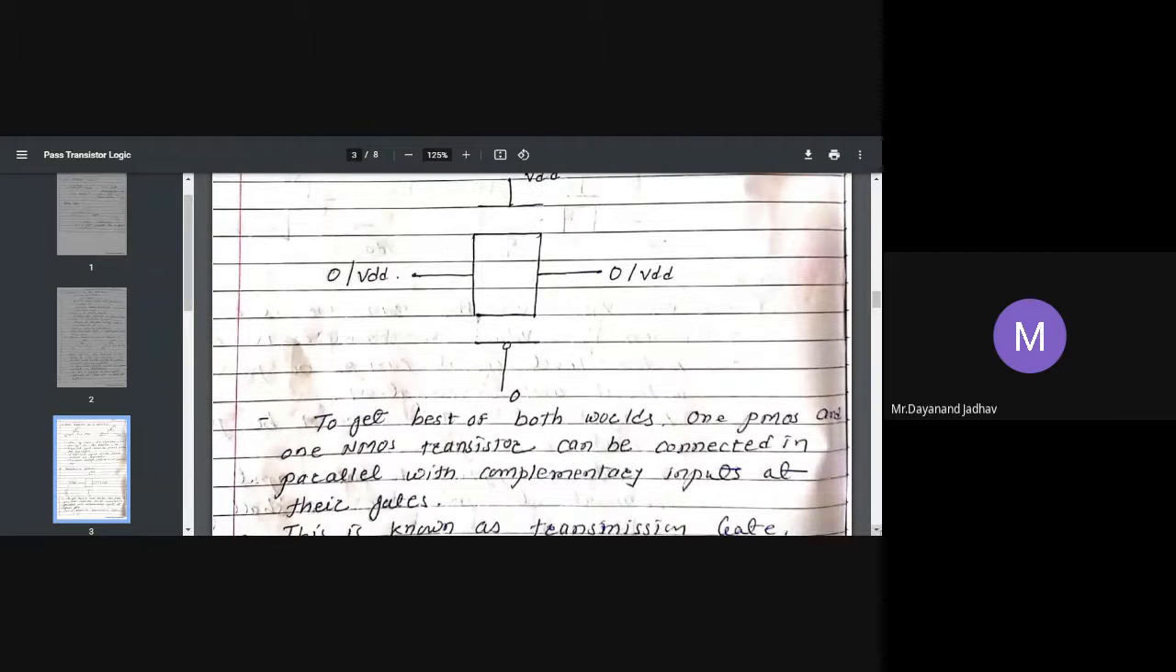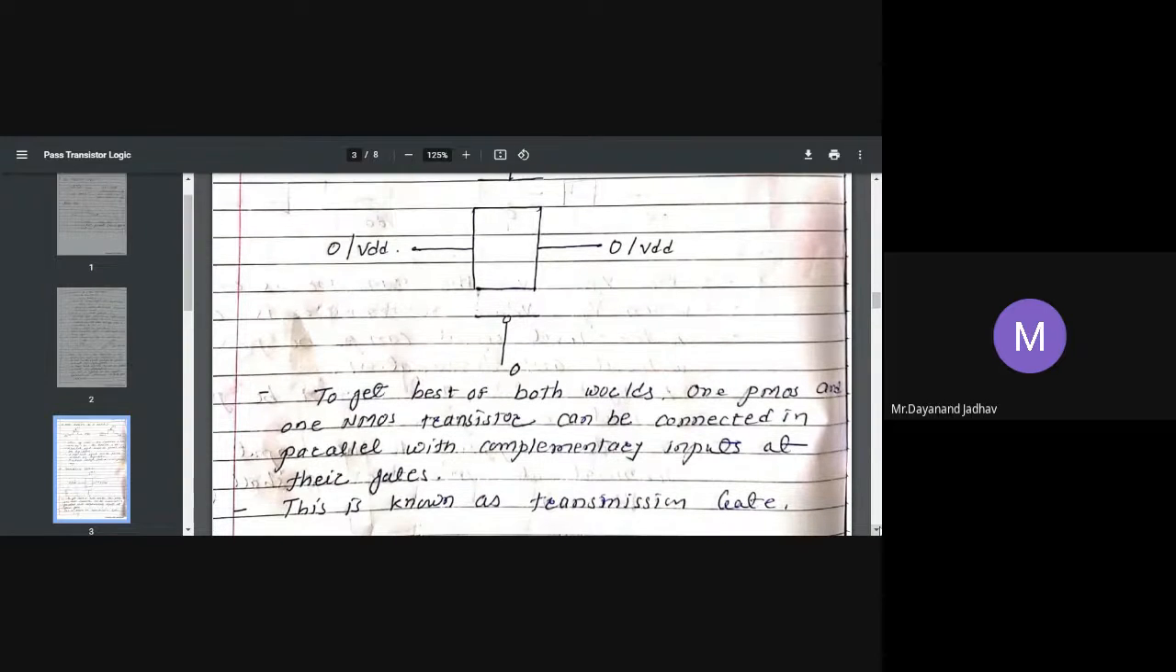Here one PMOS and one NMOS transistor can be connected in parallel with complementary input at their gates. Then this is known as transmission gates. Okay, keep in mind the transmission gates. The MOS transistor can be used as a switch with some limitations.